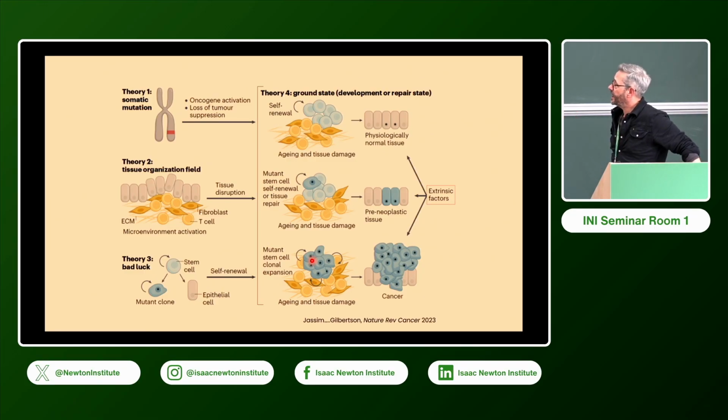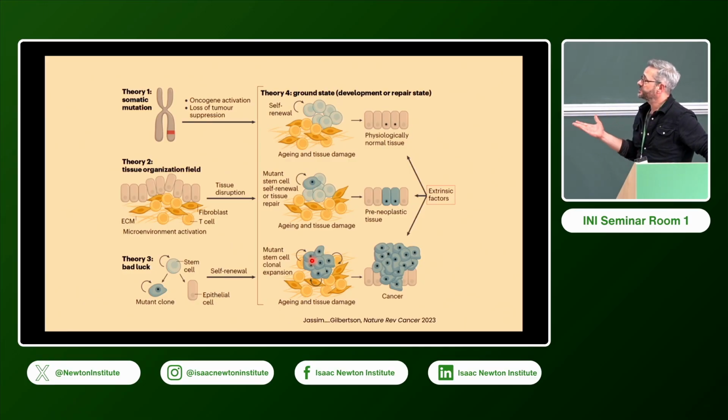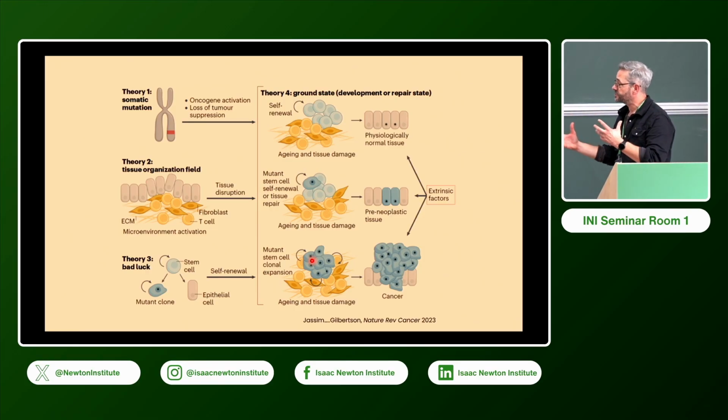And so a second theory that came along was the tissue organizational theory. That was recognizing that because mutations in themselves are not adequate enough to cause cancer, there must be some other aspects that are driving malignancy. And this related to tissue disruption and damage, and it allowed the concept that things like inflammation can accelerate cancer.